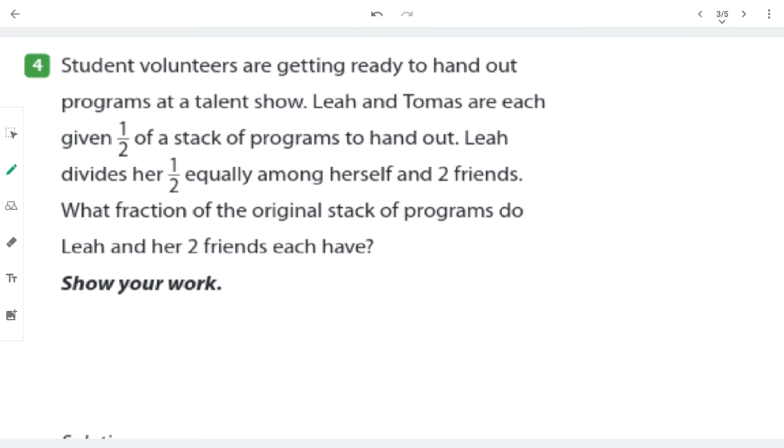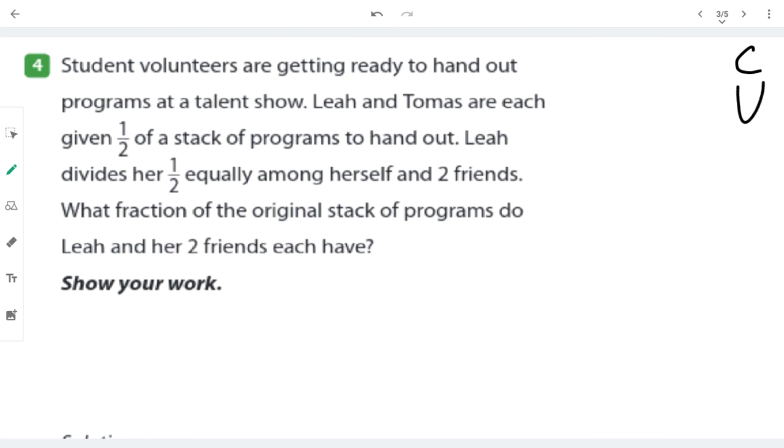Here's another problem from our book. Student volunteers are getting ready to hand out programs at a talent show. Leah and Tomas are each given half a stack of programs to hand out. Leah divides her half equally among herself and 2 friends. What fraction of the original stack of programs do Leah and her 2 friends each have?